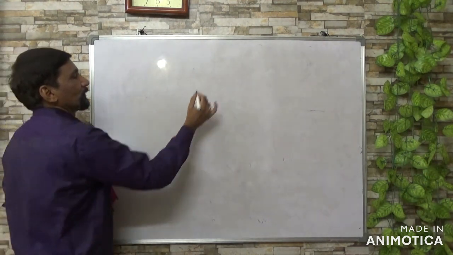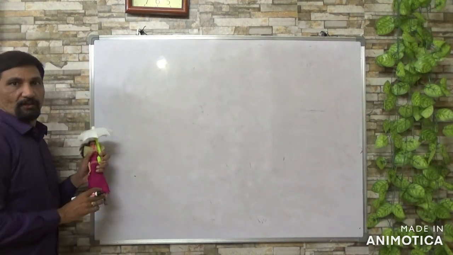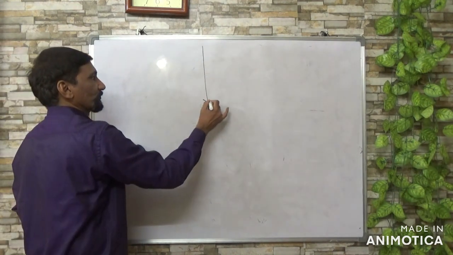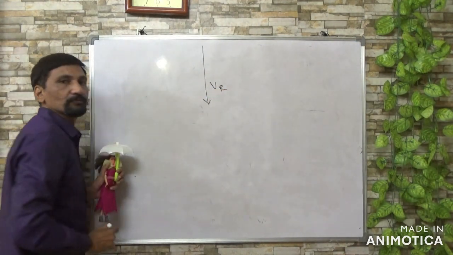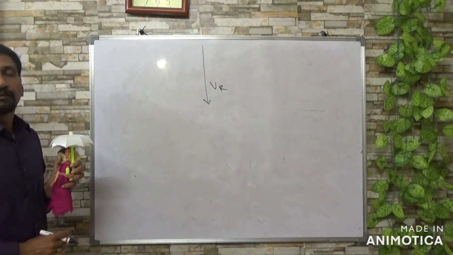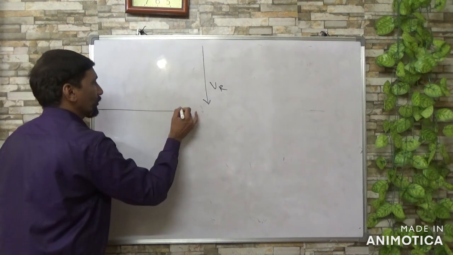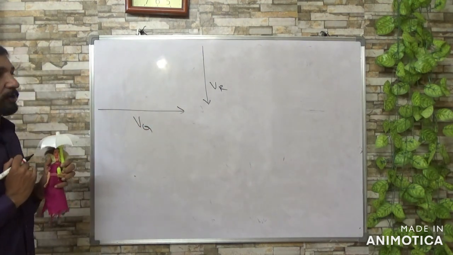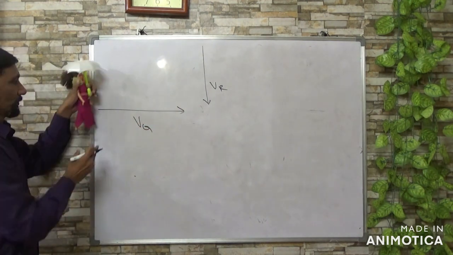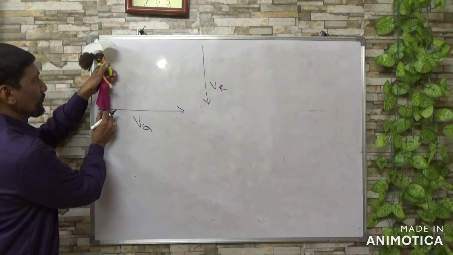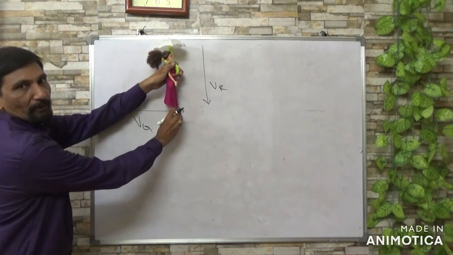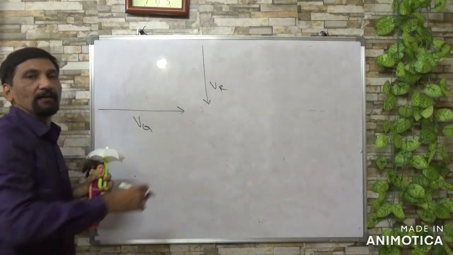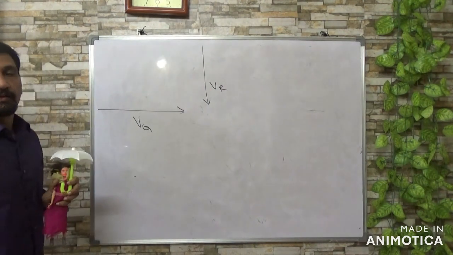So here you are taking two vectors. One is the rain vector, say VR, and a girl moving horizontally with speed, say VG, holding an umbrella. Whereas rain is falling over her with speed VR.